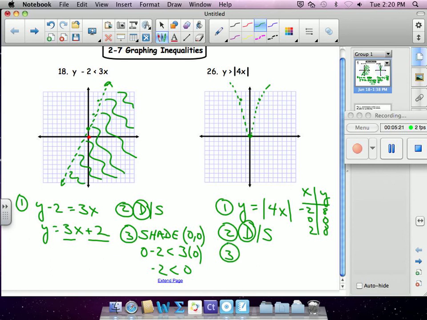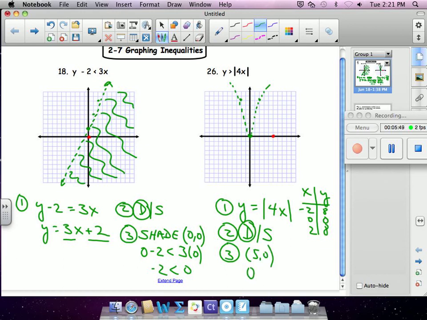Where do we shade? This graph goes through the origin, so I'm not going to use that as one of my points. I'm going to pick something either on the inside of my lines or on the outside. Let's say I decide to check the point 5, 0. I'll mark it again in red. Let's see what happens when you plug that in. My point is 5, 0.